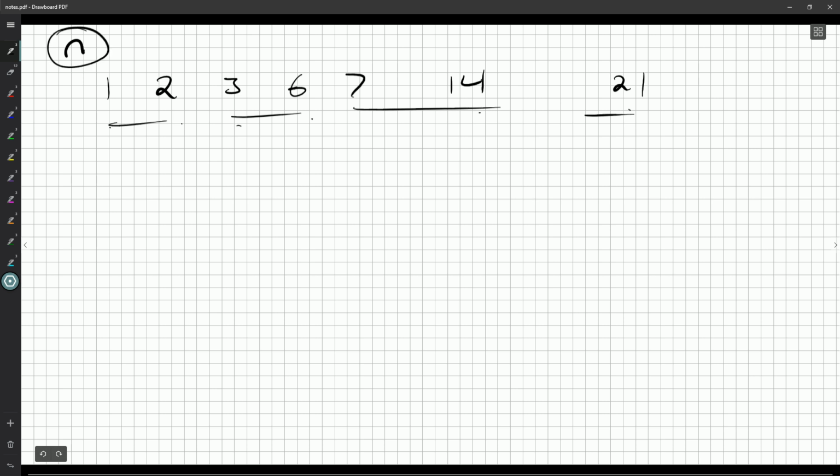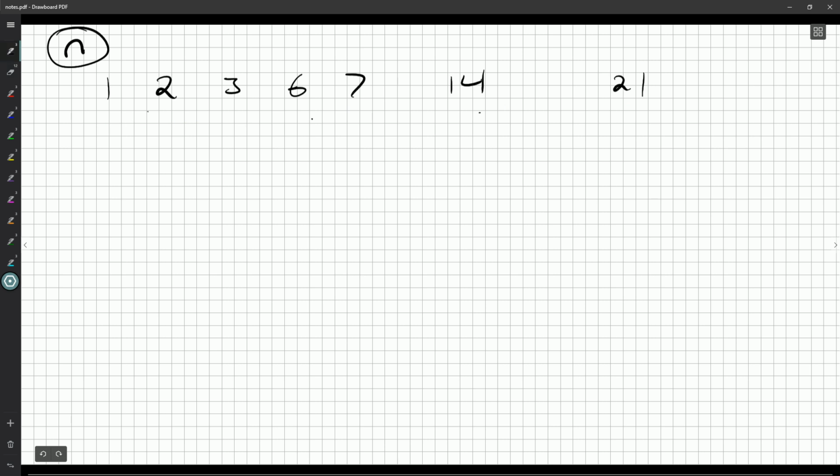Now, do we have n? Well, if we had n, it would be the biggest number, right? 21 appears to be the biggest number. Do all of these divide 21? Well, 6 doesn't, and 2 doesn't, and 14 doesn't. So we are missing something. We're missing n. n's got to be a little bit bigger, right?